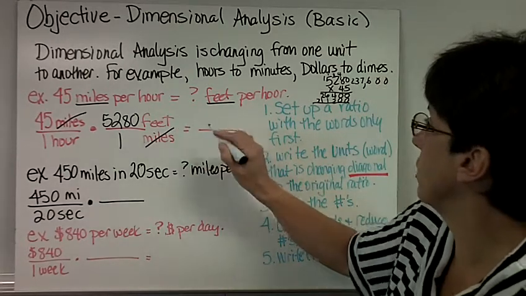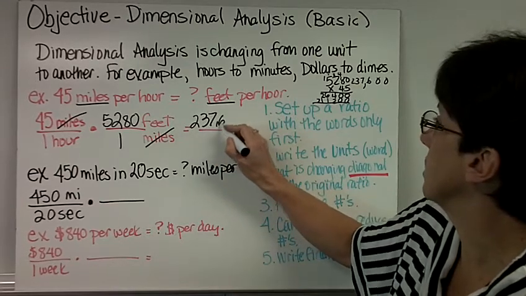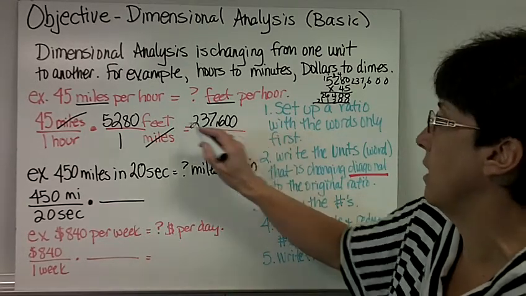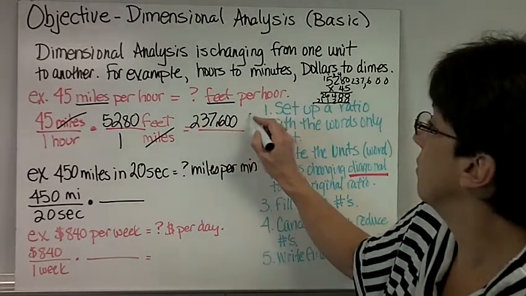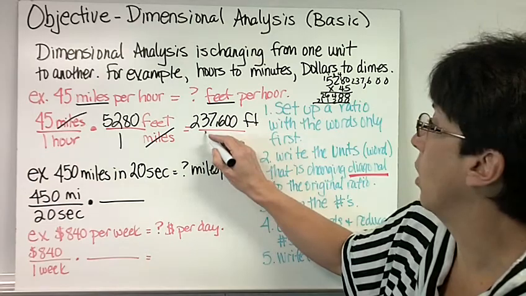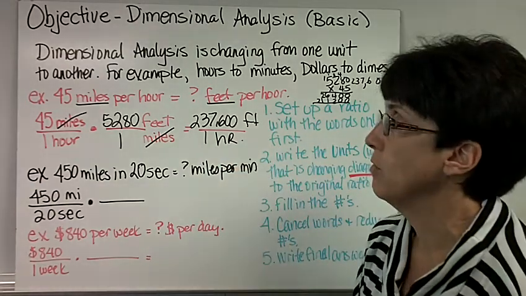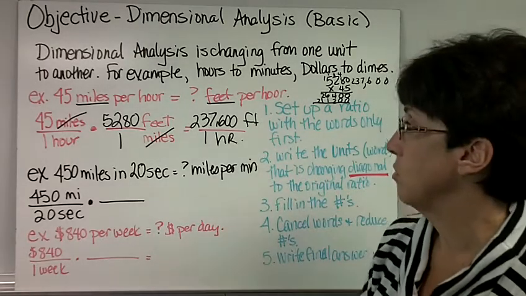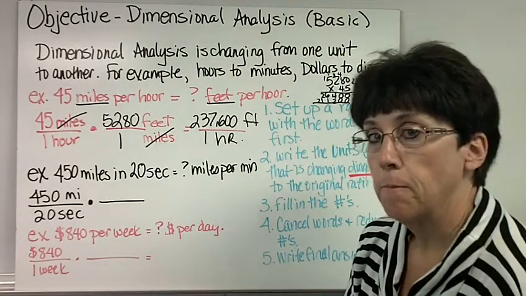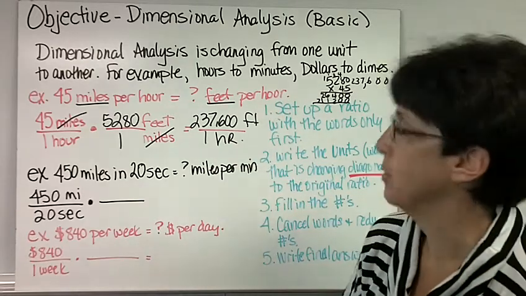Okay, so 45 miles per hour equals 237,600, and what's left? The word on top? Feet, and what's left in the denominator? 1 hour. So that's pretty interesting. If you drive 45 miles in 1 hour, it's 237,600 feet. Who cares, right? Well, you might care at some point. Okay, let's do another one.